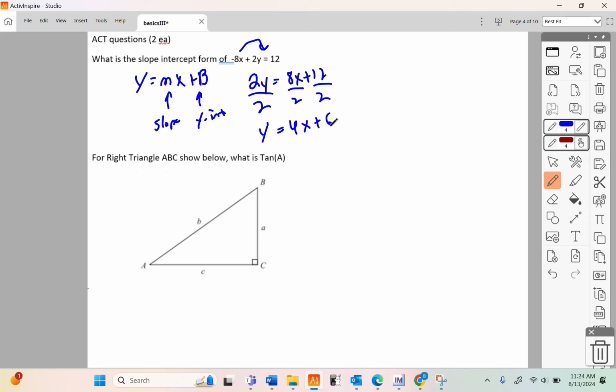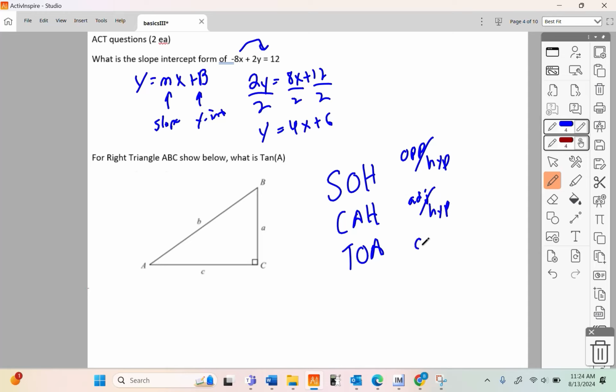The next one down here is talking about the tangent of angle A. So I'm going to write down something you guys learned last year. It's called SOHCAHTOA. Sine would be opposite over hypotenuse. Cosine is adjacent over hypotenuse. And tangent is opposite over adjacent.